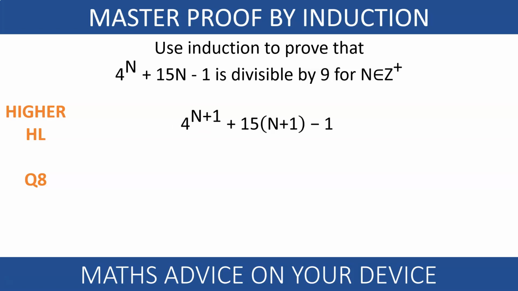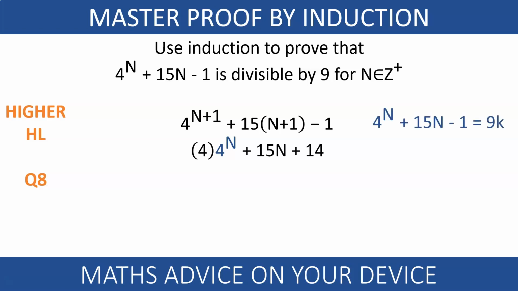Now, assuming that the statement is true for n, we need to prove that it is true for the next term, n plus 1. 4 to the n plus 1 plus 15 times n plus 1 minus 1 can be written 4 times 4 to the n plus 15n plus 14. If 4 to the n plus 15n minus 1 is divisible by 9, that means that 4 to the n equals 9k minus 15n plus 1.